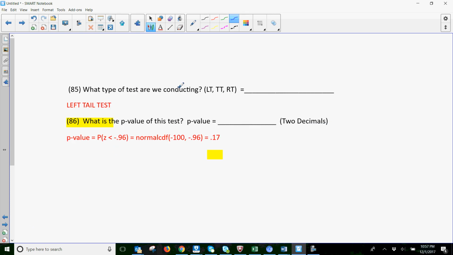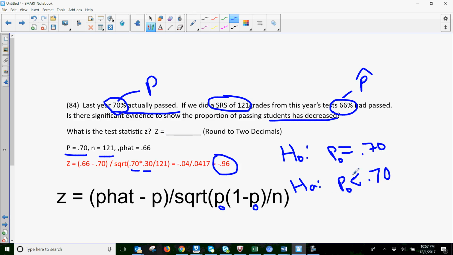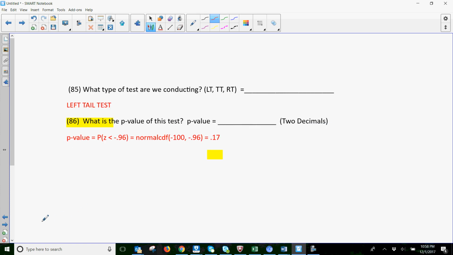First it asks what type of test we are conducting. If we go back to our alternate hypothesis, you can see this is less than. So this is going to be a left tail test. And now we want to calculate that p-value.